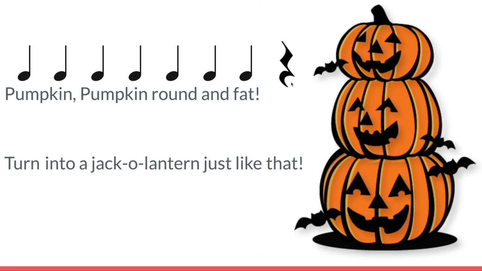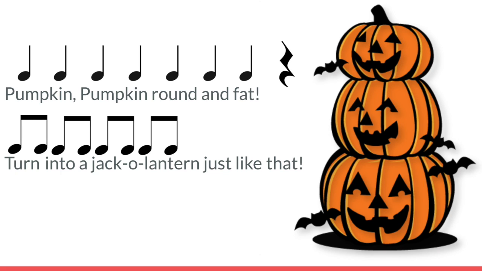Then in the next part, turn into a jack-o'-lantern. Are those notes faster than pumpkin? They are faster. Probably our TT notes are faster. T, T, T, T, T, T, T, T. Just like that. Are those slower or faster? Slower. So they're going to be our ta, ta, ta.